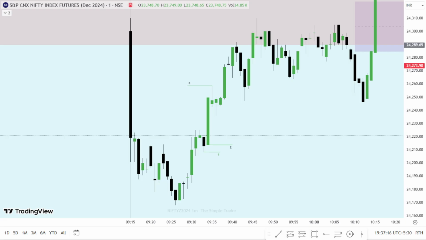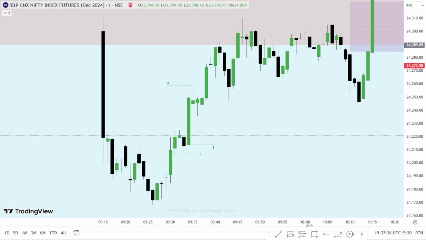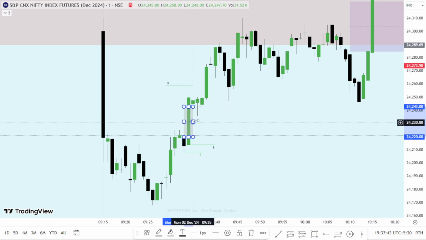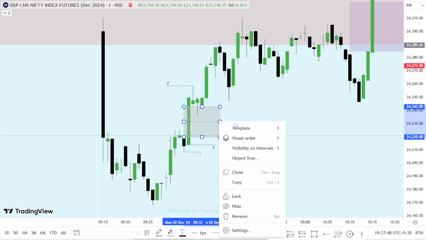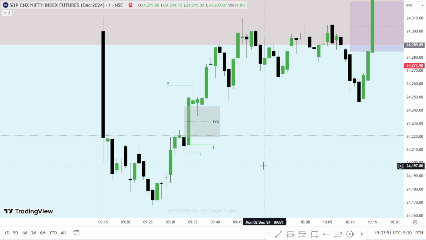And the third candle's low, as you know from the candle formation theory, this is the low of the candle. The third candle's low should not touch the first candle's high. That's as simple as that. So when there is no contact between the first candle's high and the third candle's low, we create a gap. This gap is called a fair value gap.